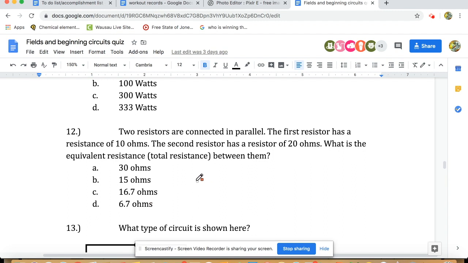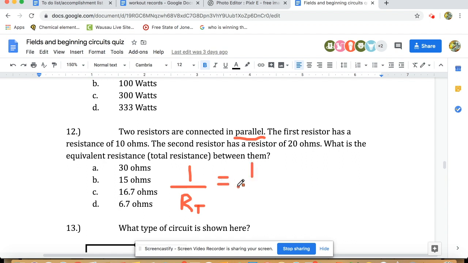So two resistors are connected in parallel. The first one has a resistance of 10 ohms. The second one has a resistance of 20 ohms. What's the total resistance or equivalent resistance? Now, since they are in parallel, you cannot add up the resistances. What you have to do is use 1 over R total is equal to 1 over R1 plus 1 over R2.